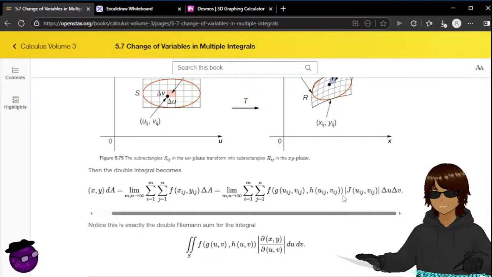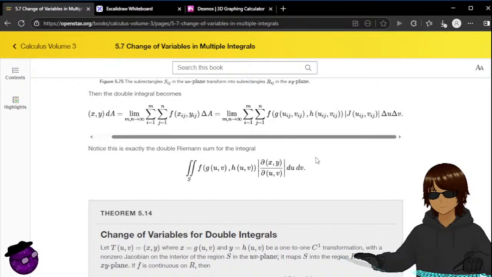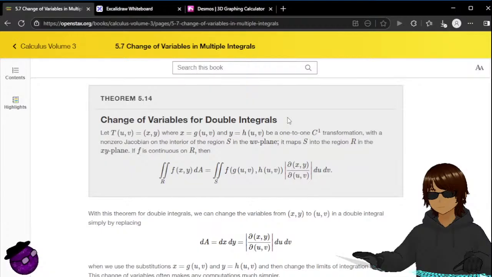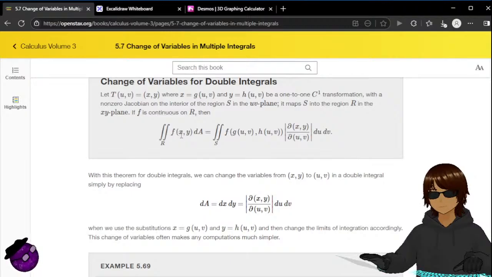And instead of delta A, they're writing this. Notice that this is exactly the double Riemann sum for the integral. Okay, this is getting pretty complicated. With this theorem for double integrals, we can change the variables from xy to uv in a double integral simply by replacing dA, or dx dy, with the Jacobian times du dv.